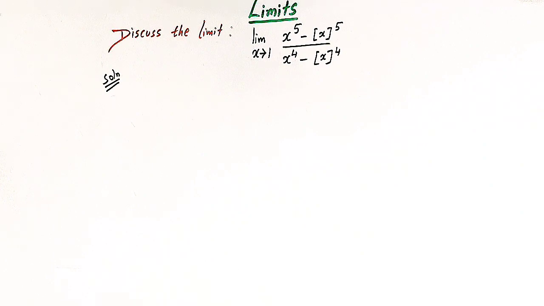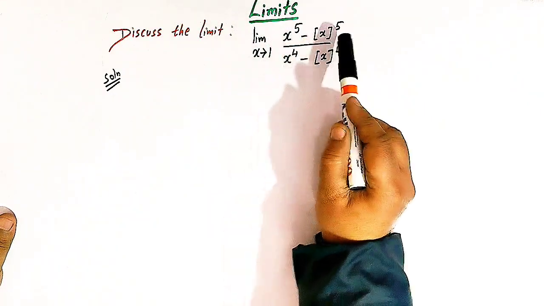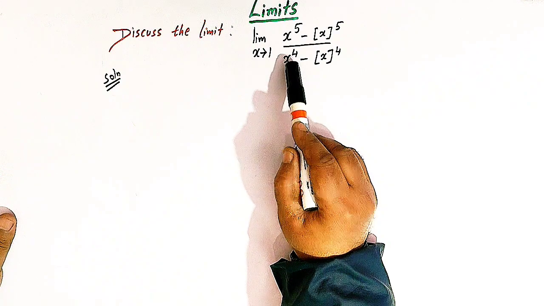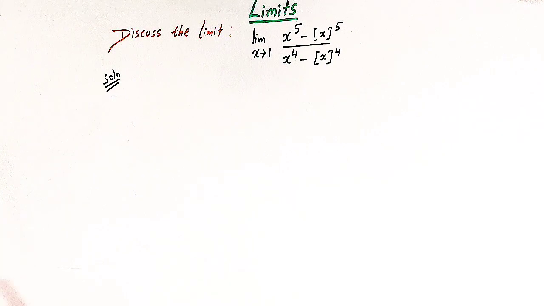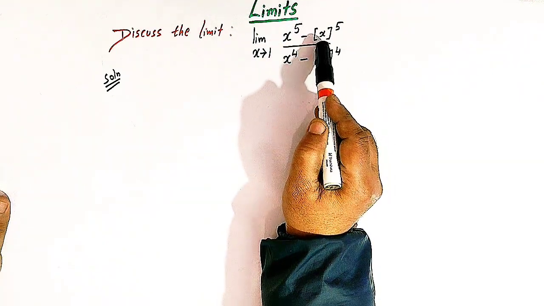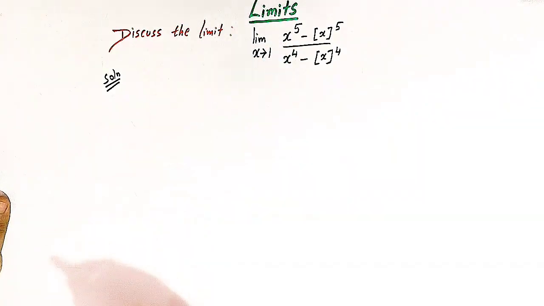Hello viewers, in today's class we are going to discuss yet another important and very conceptual problem from limits, right? And in this session we are going to discuss this limit, that is limit x tends to 1, (x^5 minus the fifth power of greatest integer of x) divided by (x^4 minus the fourth power of greatest integer of x), right? So in this class, we'll see whether the limit of this function involving the greatest integer function exists when x tends to 1 or not, right?